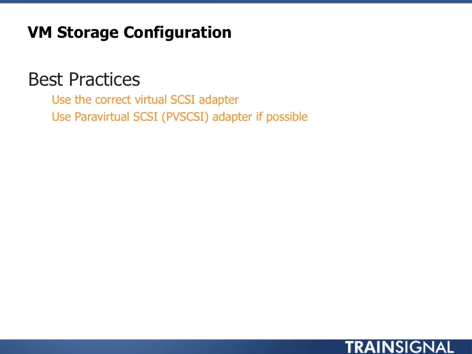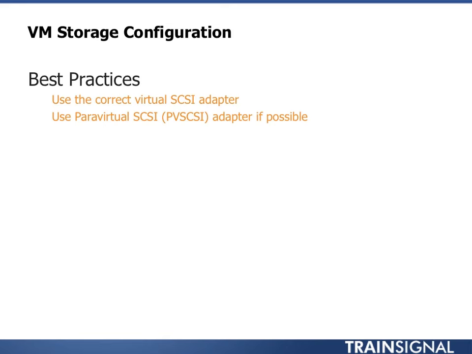Storage config, fairly simple. Use the correct virtual SCSI adapter for your OS. If you can, install the paravirtual SCSI adapter. There are some myths about this adapter. There was a problem very early on where it could actually be detrimental to use it, but that's all been fixed. But people still say that in certain circumstances, low load or high load, it can cause a problem. Those days are gone. You can now boot off of it. You can now use it.